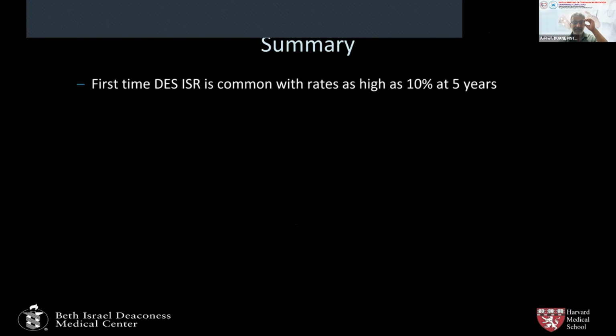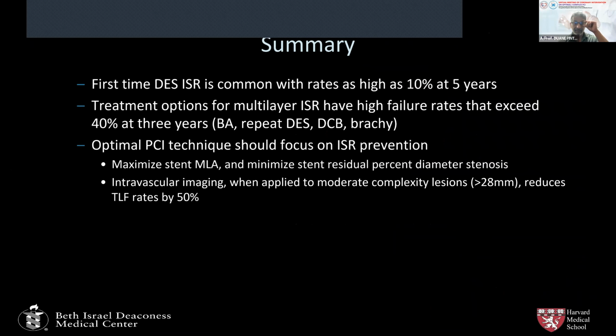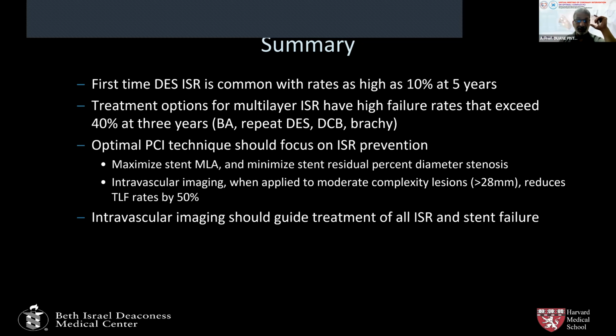So with that, I'll stop and summarize. First-time DES in-stent restenosis is common, with rates as high as 10% at 5 years. Treatment options for multi-layer ISR have high failure rates that exceed 40% at 3 years. Index optimal PCI should focus on preventing ISR. We need to maximize the stent minimum lumen area and minimize residual percent diameter stenosis. Intravascular imaging should be applied to moderate complexity lesions, including long lesions, and will reduce lesion failure rates by 50%.